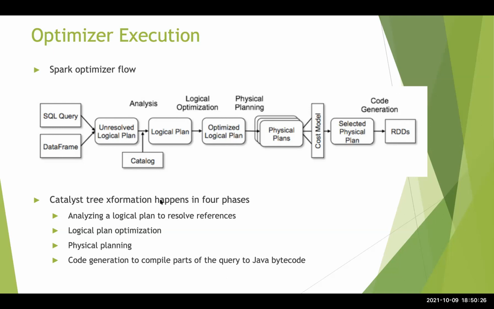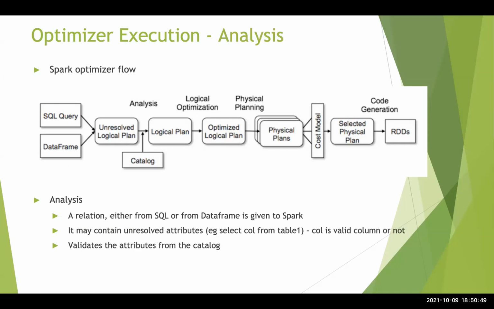So, Spark execution flow, just a repetition of what I just said. Catalyst tree transformation happens in 4 phases. Focus on this: analyzing a logical plan to resolve references, so unresolved to resolved logical plan by analysis; logical plan optimization; physical planning; and code generation to compile parts of the query into Java bytecode. So that's what it does. Now going to each of these.